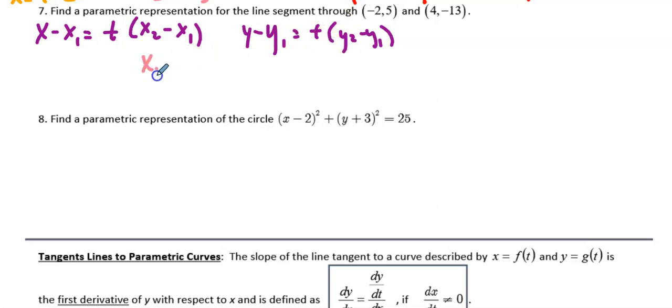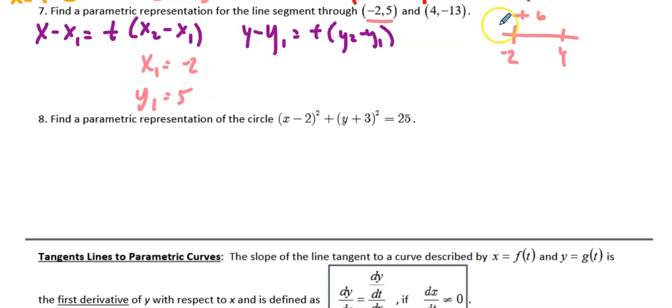So x sub 1 is going to be equal to -2, and y sub 1 is going to be equal to 5. It doesn't matter which point you choose. You could have had this as 4 and -13. It does not matter. So x sub 1 is equal to -2 and y sub 1 is equal to 5. I just chose the first point. So in order to go from -2 to 4 on your number line, you would have to add 6.